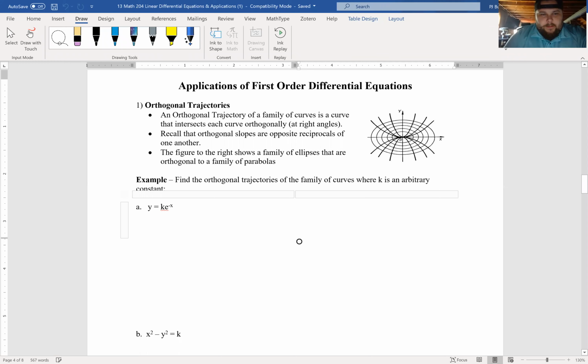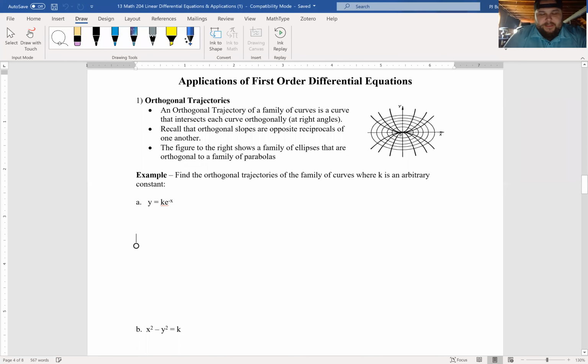So this is an application of the first type of differential equation that we did. So this will be a nice little review for you.